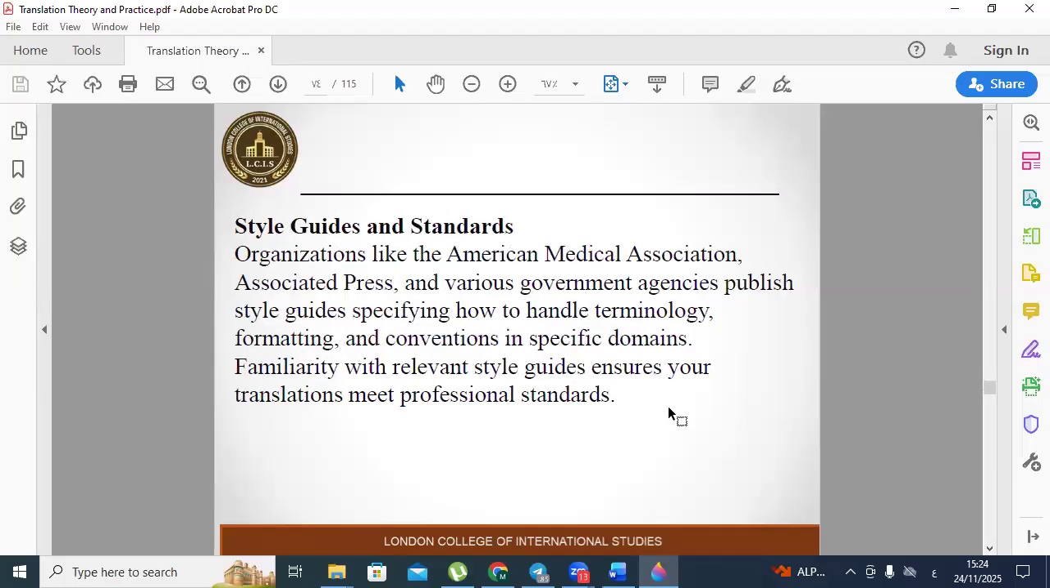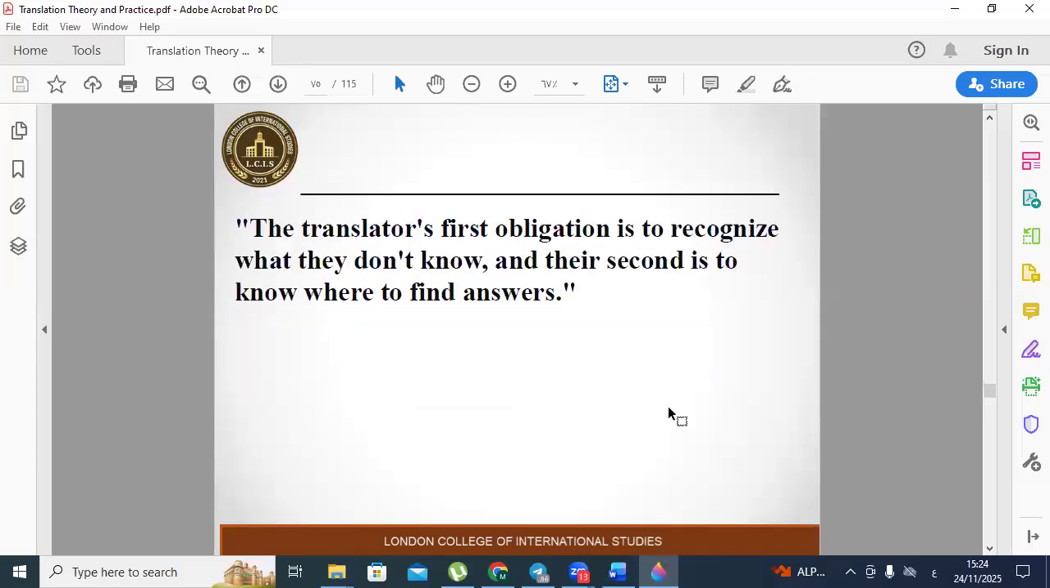Now let's go to style guides and standards. Organizations like the American Medical Association, Associated Press, and various government agencies publish style guides specifying how to handle terminology, formatting, conventions, and specific denominations. Familiarity with relevant style guides ensures your translations meet professional standards. So we can say that translators' first obligation is to recognize what they do not know, and their second is to know where to find answers.